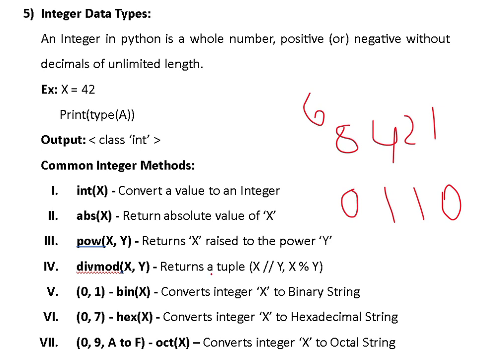0 to 9 and A to F in octal, it converts to an octal string. If you take 6, it converts into values, including characters, and prints the octal string. So this is the integer data type. In the next video I will tell you about the string data types.